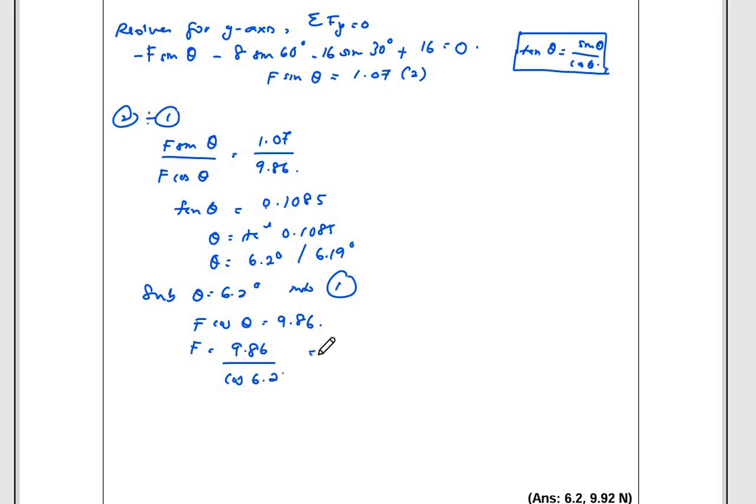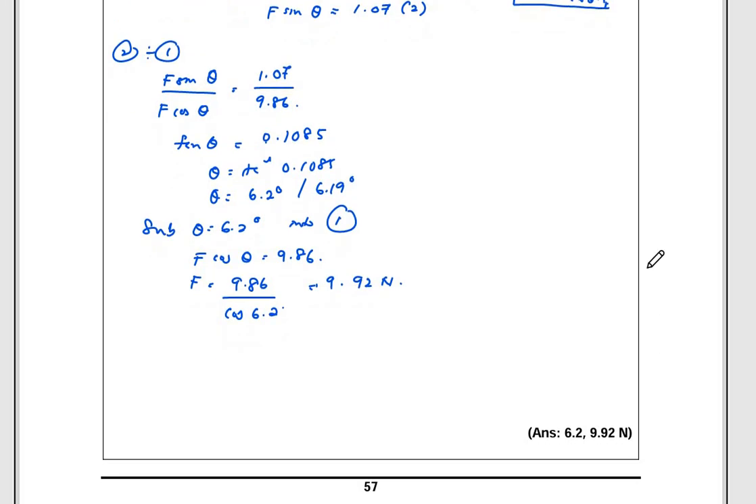9.86 divided by cos 6.2. So F ni akan dapat 9.92 Newton. Okay, boleh ya? So, ini untuk equilibrium.